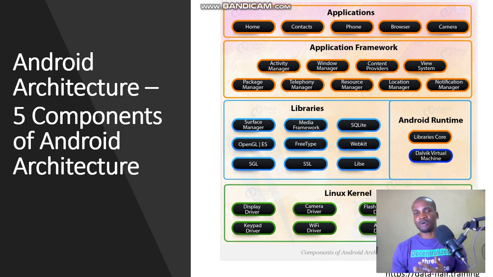Now, this is important because when we are doing our reverse engineering, after decompiling our application, what we'll get is a dex file. Afterwards, we need to convert this dex file, which is a chunk of bytecode, to a human readable format. So in the third layer, we have the application framework.